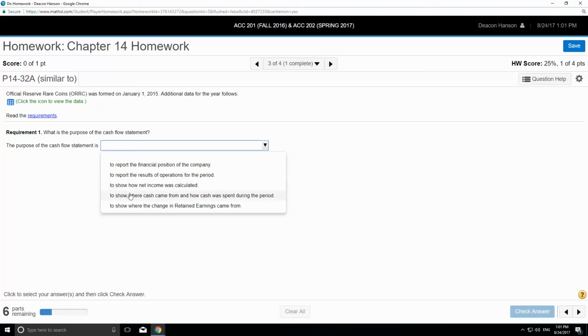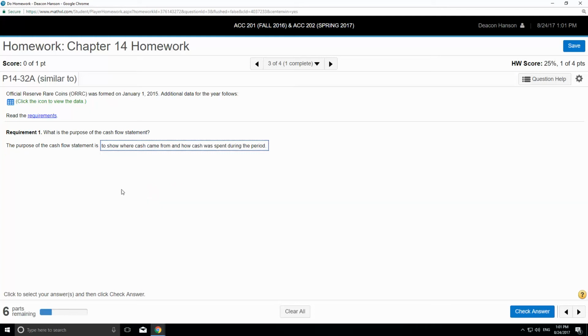I like the fourth one now. And I can solidify that by looking at the fifth one and noticing that that's the retained earnings statement. The last one is, right? So it looks like it's going to be the fourth one, to show where cash came from and where cash was spent.